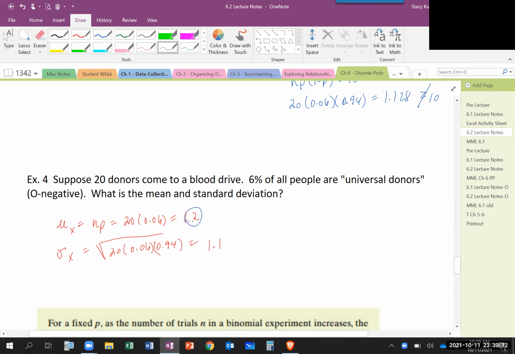All right, so all we're really saying here for this problem is that I wanted us to practice for a second. How do I find that mean? How do I find that standard deviation? So in other words, we would expect about 1 or 2, right? With a population of 6% O negative, in a sample of 20, we would expect 1 or 2 people to be O negative. Remember, that's how we interpret it. Talking about the 6%, then bring it down to the sample size that we've got.